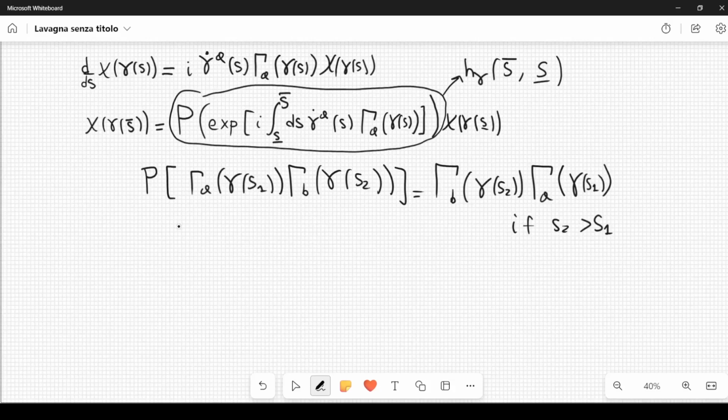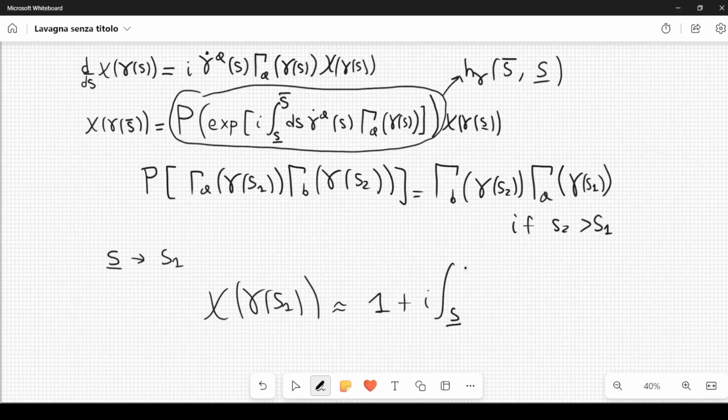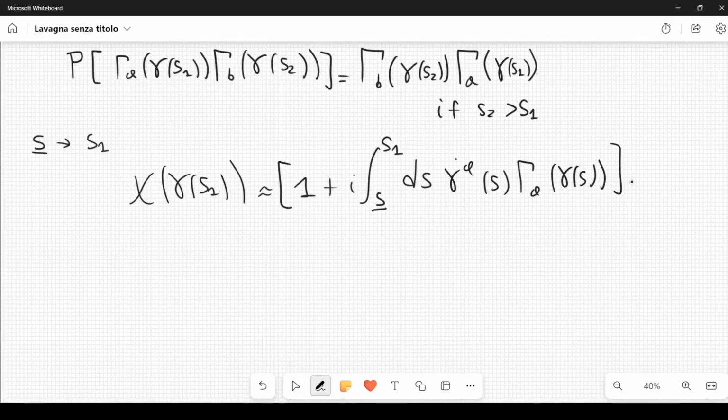and you consider the interval to be very small, so you are going to integrate it between 2 points, say between S underlined and another point S1, S1 being very close to S underlined. So this is just an assumption. And if you integrate that expression, you get something like this. So you have chi of gamma of S1 is approximately equal to the identity plus I integral from S underlined to S1 ds gamma dot A of S gamma A of gamma of S, and then you act on chi of gamma of S underlined like this.